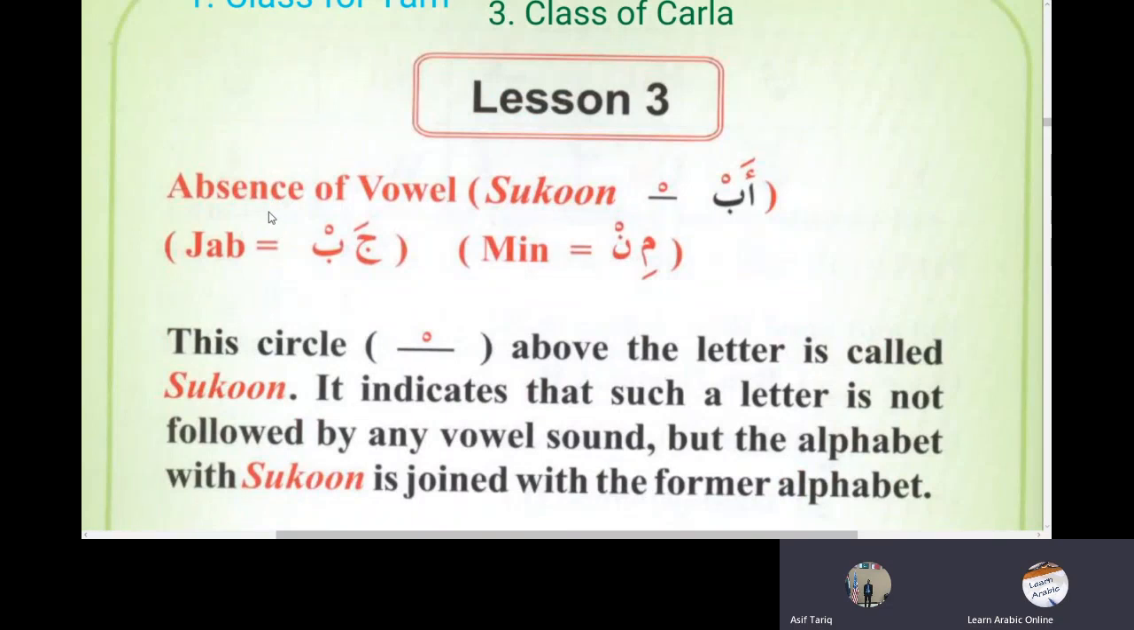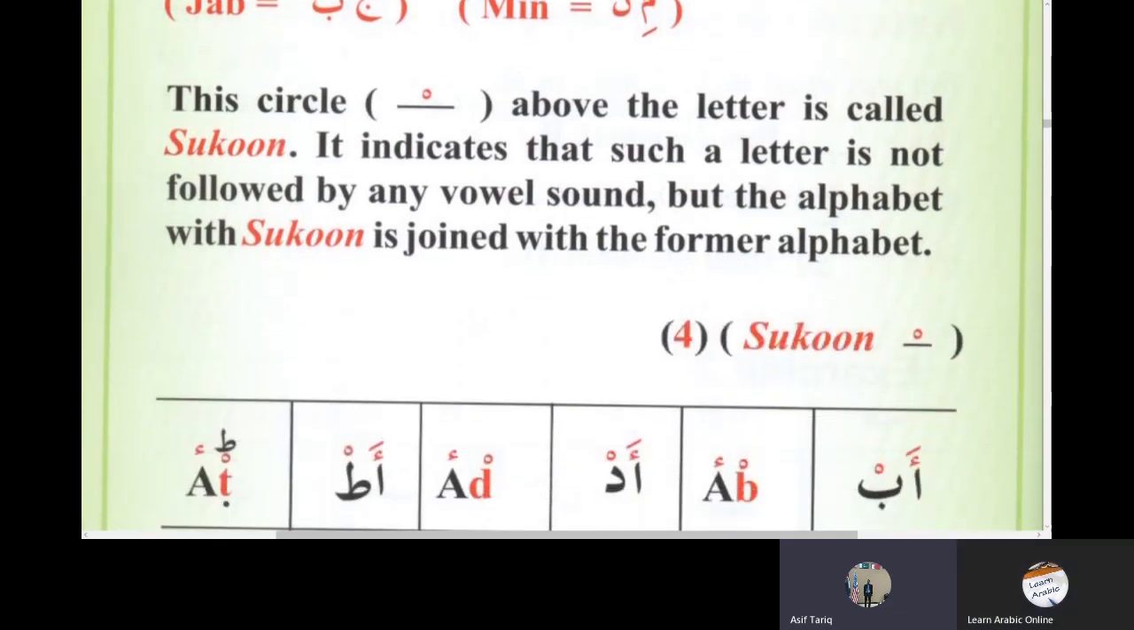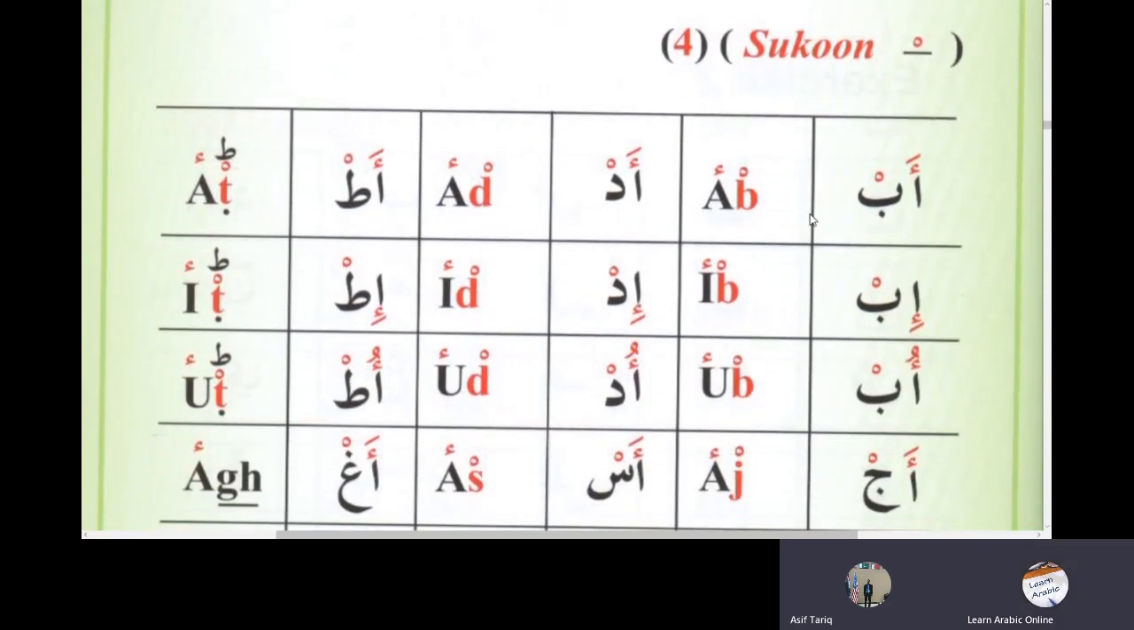Absence of vowel: sukun. The circle above the letter is called sukun. It indicates that such a letter is not followed by any vowel sound, but the alphabet with sukun is joined with the former alphabet. So ab, ad, at, ib, id.